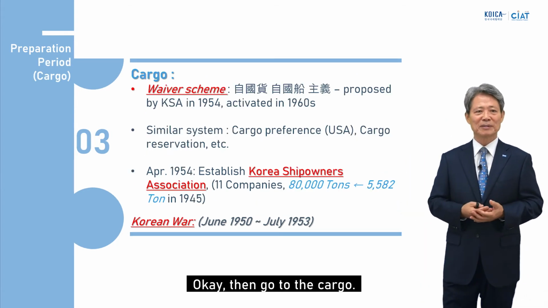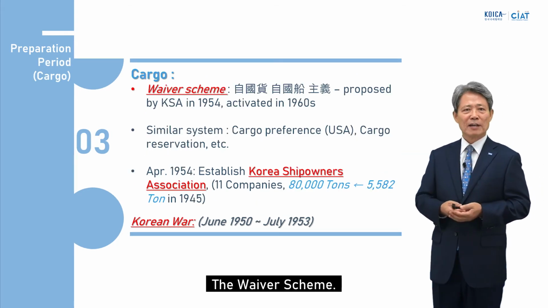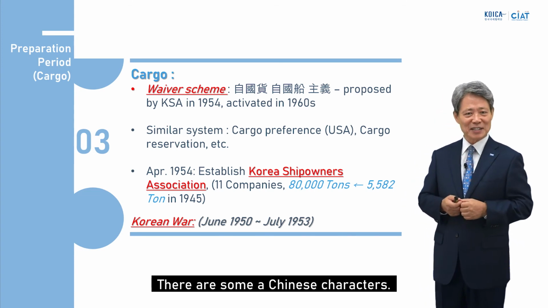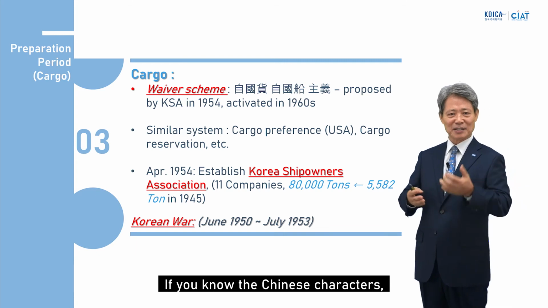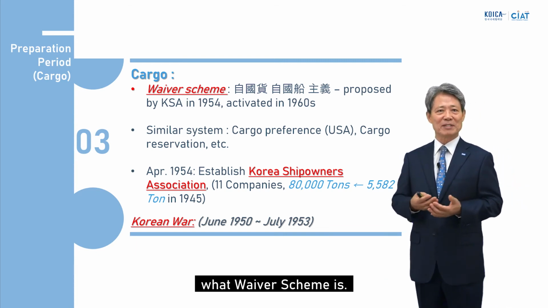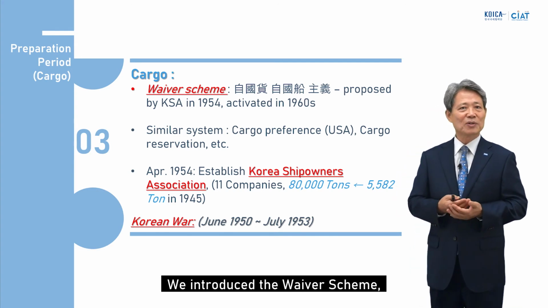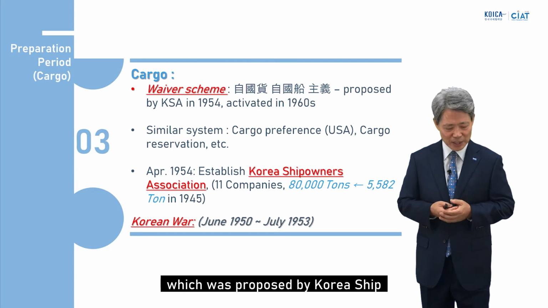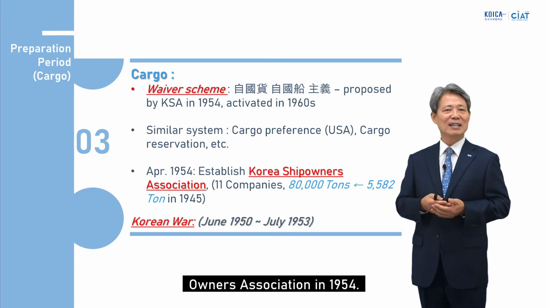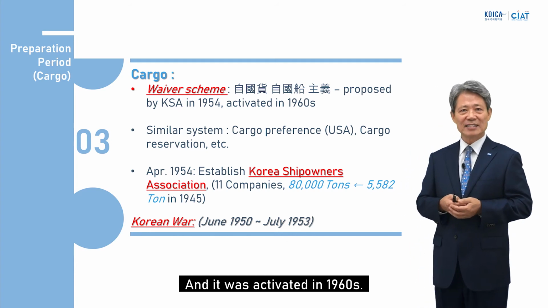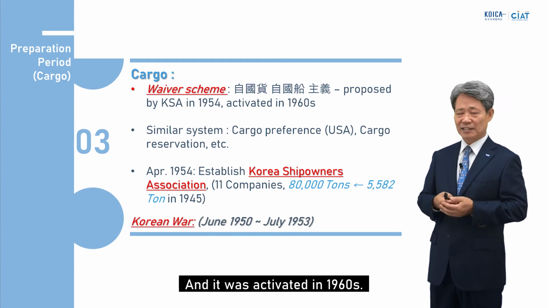Okay, then go to the cargo waiver system. There is a Chinese character there. If you know the Chinese character, you can easily understand what the waiver system is. We introduced the waiver system, which was proposed by the Korea Ship Owners Association in 1954, and it was activated in the 1960s.